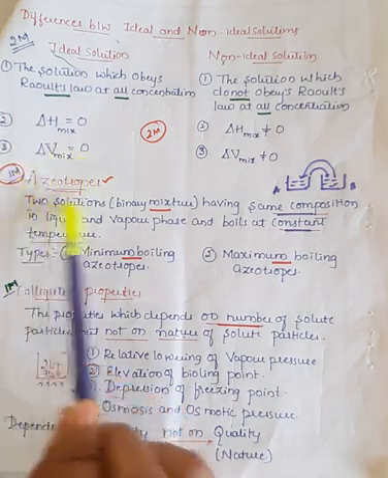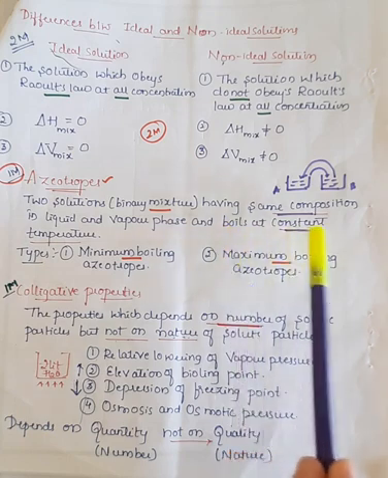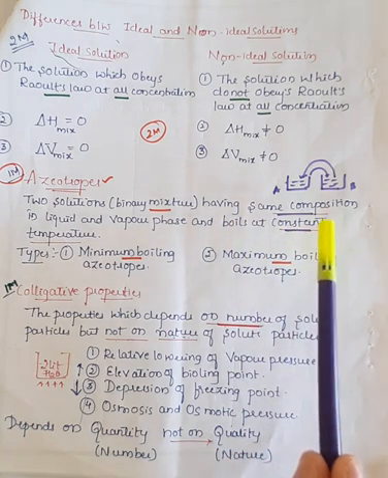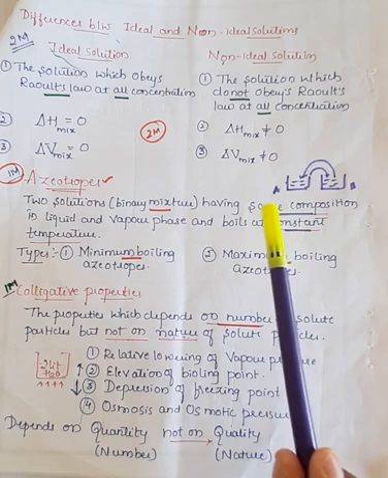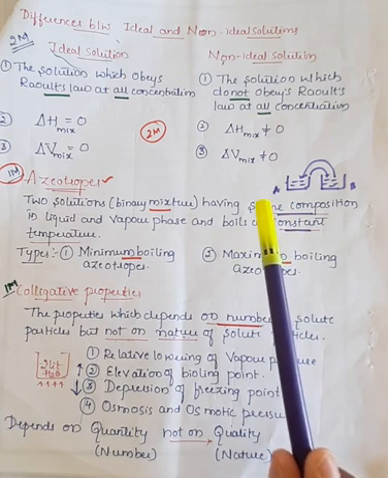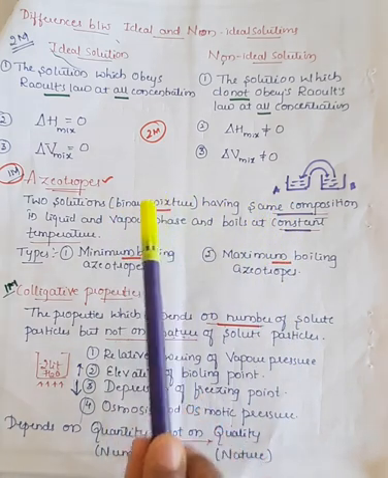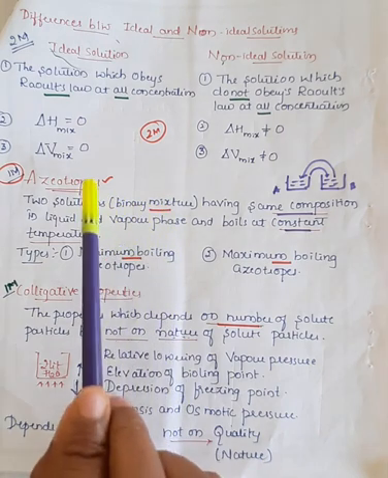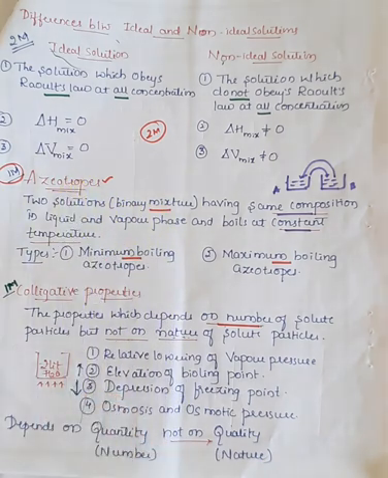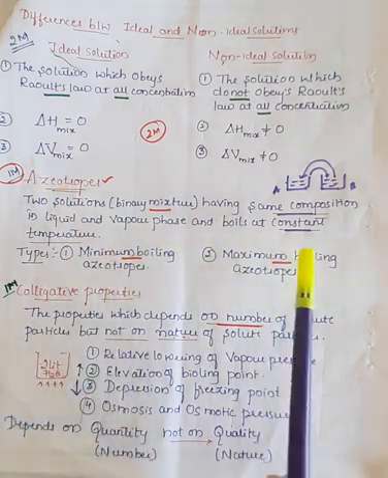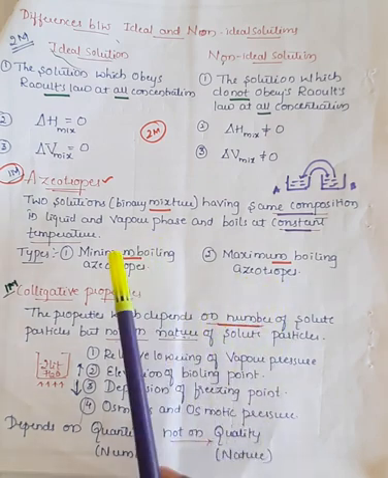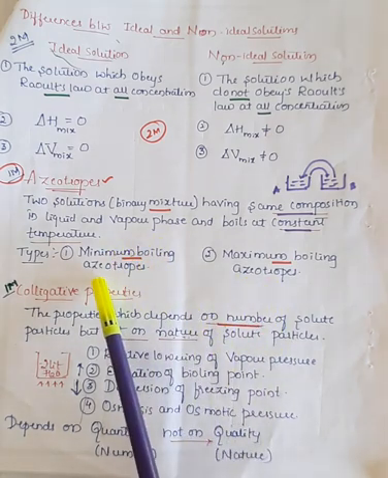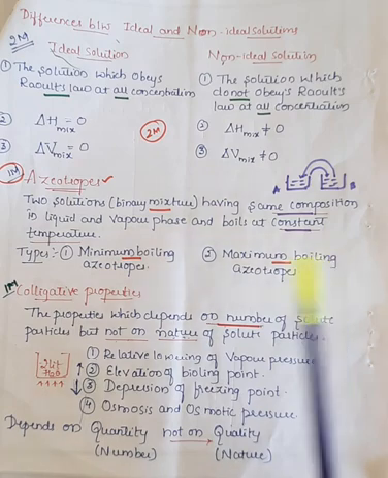But in case of azeotropes, what happens? Since they have the same composition and also the same boiling point, it's difficult to separate these liquids even by normal distillation. So therefore, there is a specific property called azeotropes. Right? The classification of azeotropes is of two types. That is not extended for your syllabus, but you have to understand it. One is called minimum boiling azeotropes, and the second one is called maximum boiling azeotropes.